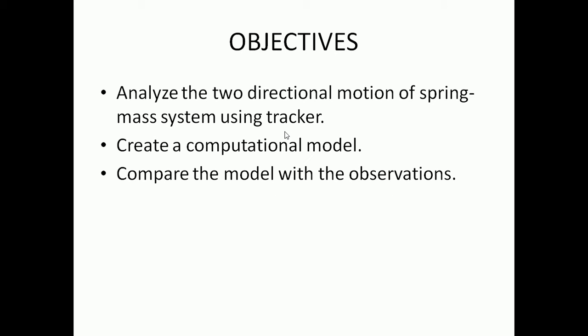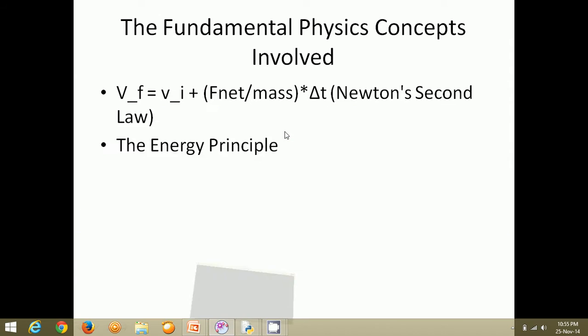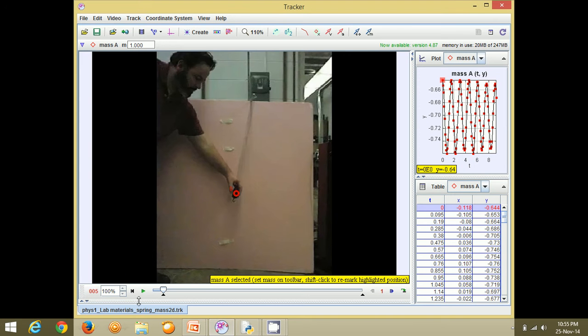The objectives of this lab are to analyze the two-directional motion of a spring-mass system using Tracker, to create a computational model using VPython, and finally to compare the model with the observations. The fundamental physics concepts involved are Newton's second law and the energy principle. Now let's look at the analyzed video.